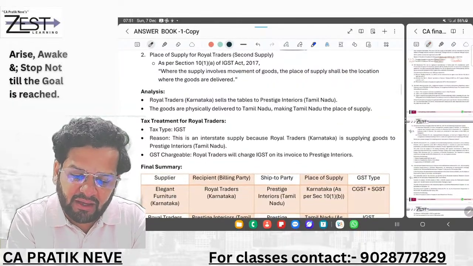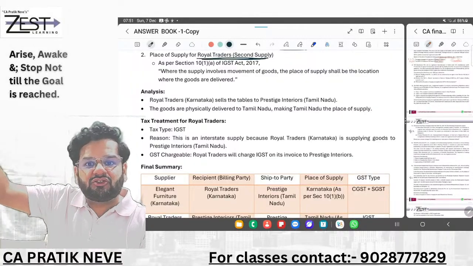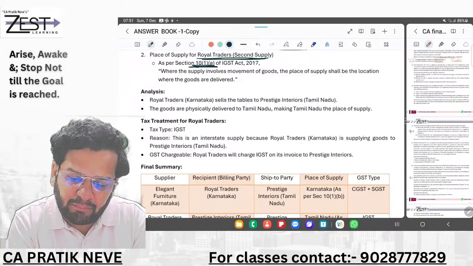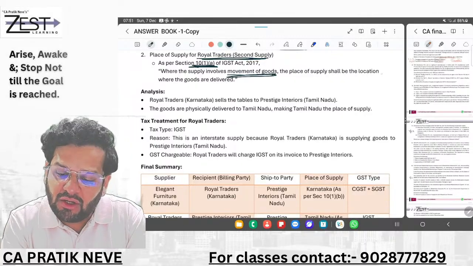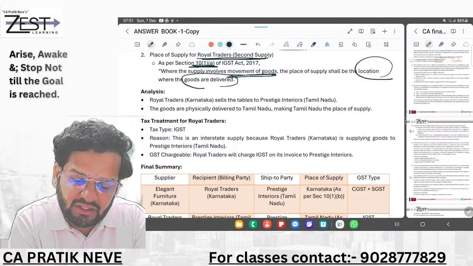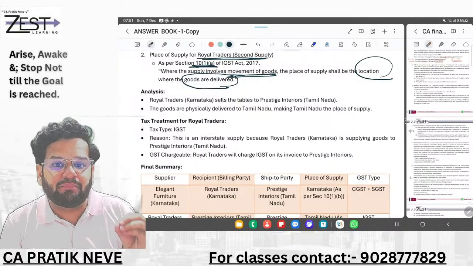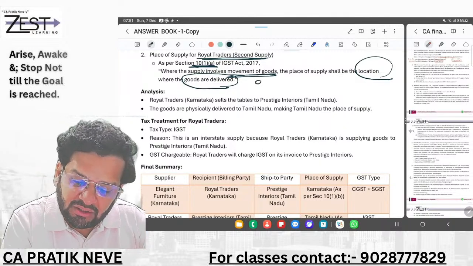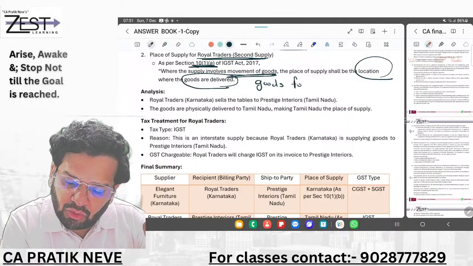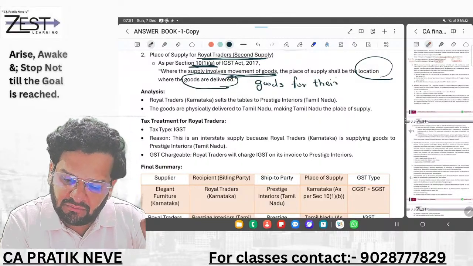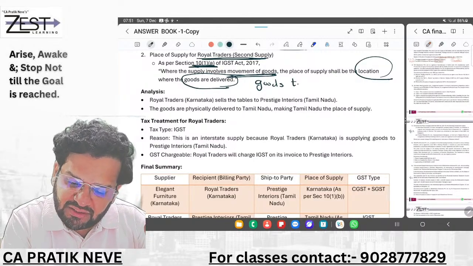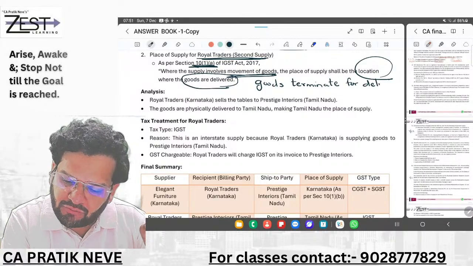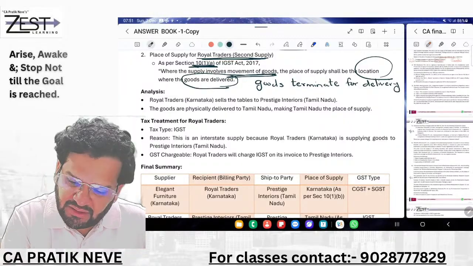And place of supply for Royal Traders. So when Royal Traders sold to Prestige Interiors, as per 10(1)(a), where supply involves movement of goods, place of supply shall be the location where the goods are delivered, or you can say the location where the goods terminate for their delivery to the recipient. That is the place of supply.